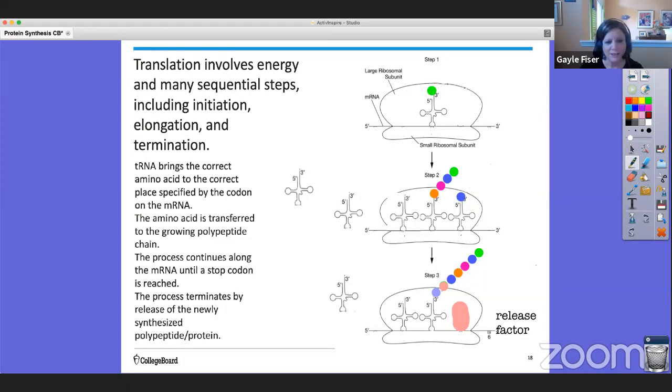The amino acid is transferred to the growing polypeptide chain. The process continues along the messenger RNA until a stop codon is reached. The process terminates by the release of a newly synthesized polypeptide and soon to be protein.